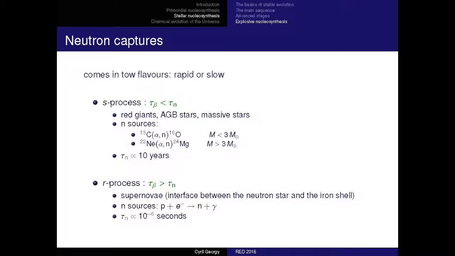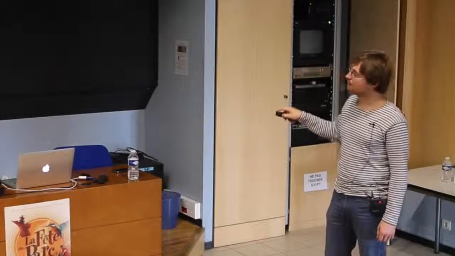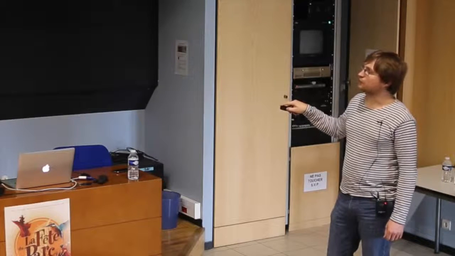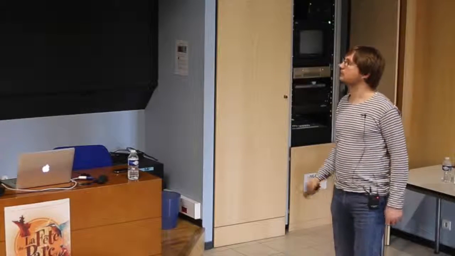We showed these different reactions previously here. These two reactions are able to release neutrons that can be used by other nuclei to produce other elements by neutron capture, and then a beta disintegration, and then maybe a new neutron capture and a beta disintegration, and so on. Typically, the neutron capture time is about 10 years in this kind of process.